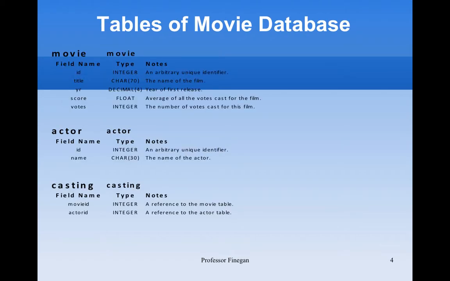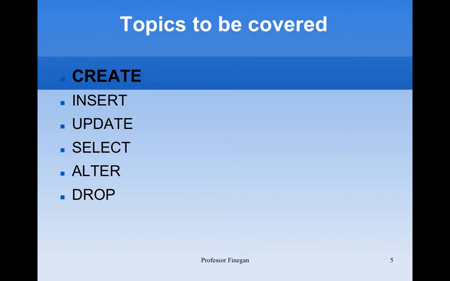So from a movie perspective, breaking down into those three tables, I wanted to focus on the ID for the movie, the name for the movie, the year of its first release, the average of the votes that were cast for the film for the Academy Awards, as well as the number of votes cast. From an actor perspective, I wanted to focus on the actor name, and then for casting, I wanted to make sure that we were pulling which actors were cast in which movies.